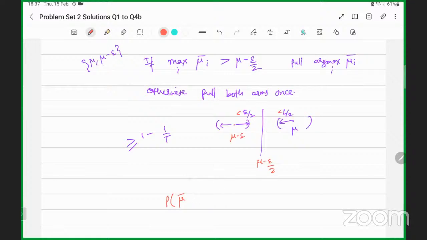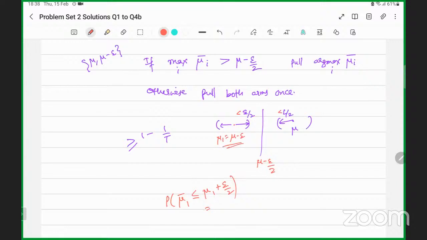So you want the mu bar to be less than or equal. For the first term, you can apply this, right? The mu bar should be less than or equal to, if I call this mu one, what is the probability that mu one bar is less than or equal to mu one plus epsilon by two? If I take mu one as mu minus epsilon, what is mu one plus epsilon by two equal to?